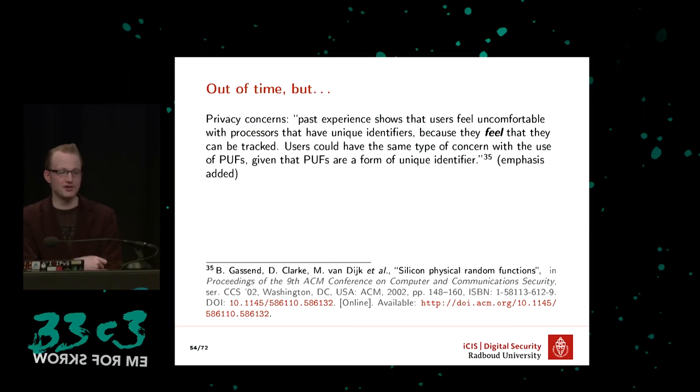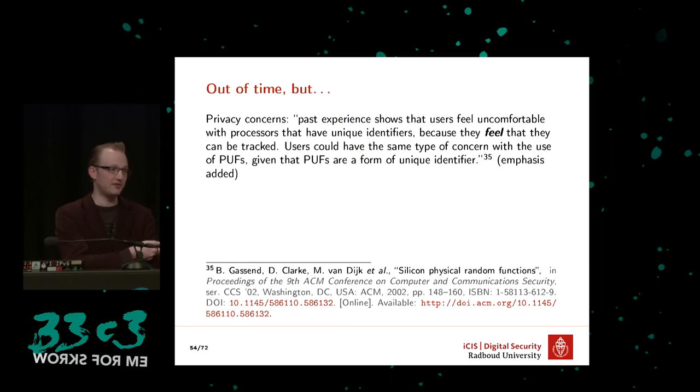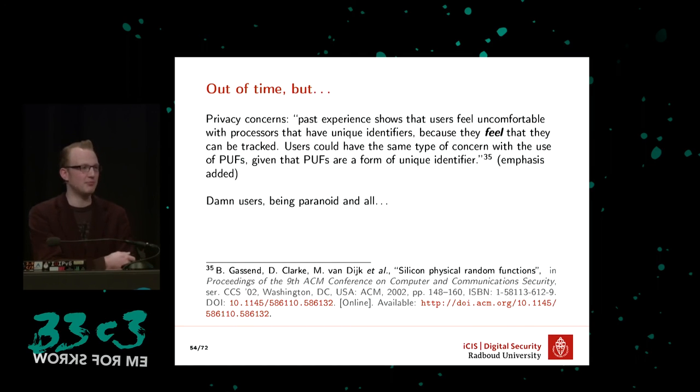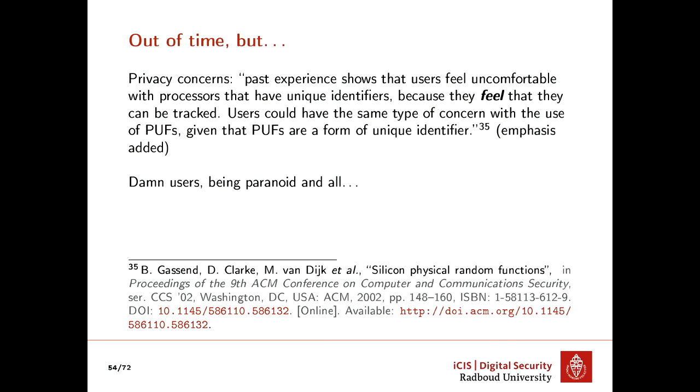Finally, a word on privacy. I don't have too much time for this, but I really like the fact that they mentioned that users feel they can be tracked if you have a unique identifier, as though it's not a valid concern, rather than the users being paranoid. Now, back to the controlled PUF. You can add personality IDs as a user. If you challenge it, you add a personality. So one application reading the PUF gets a different ID from another application, which changes the entire output of the hash function. No paranoia required anymore, hopefully.